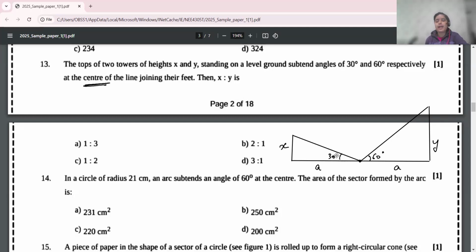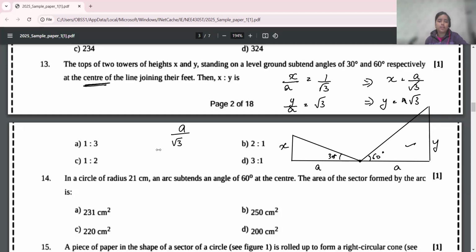Now putting the value of tan 30 in this given triangle, we get x by A is equal to 1 by root 3, or I can say x is equal to A by root 3. Now in this particular triangle, tan 60 degree is y by A is equal to root 3, or y is equal to A root 3. Now to find the ratio, we divide the two, which is A by root 3 divided by A root 3. This gets cancelled out. This is multiplied to it, and the ratio is 1 is to 3.